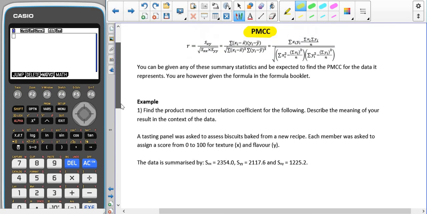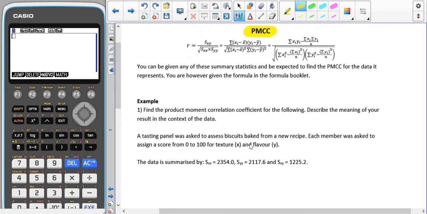Now if we have a look at our formula, we can see that these summary statistics here, they don't appear in the last or the middle formula, they only appear in the first formula. And this is the formula that's easiest to use. So we're going to calculate R, which is our PMCC value, using SXY divided by the square root of SXX times SYY.